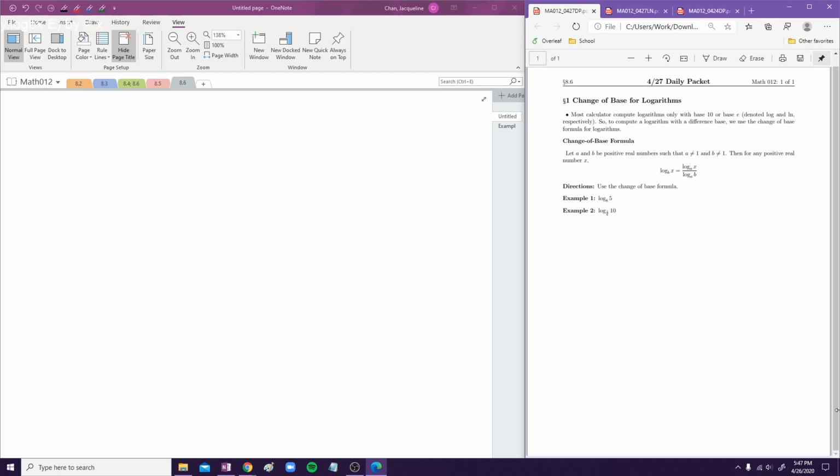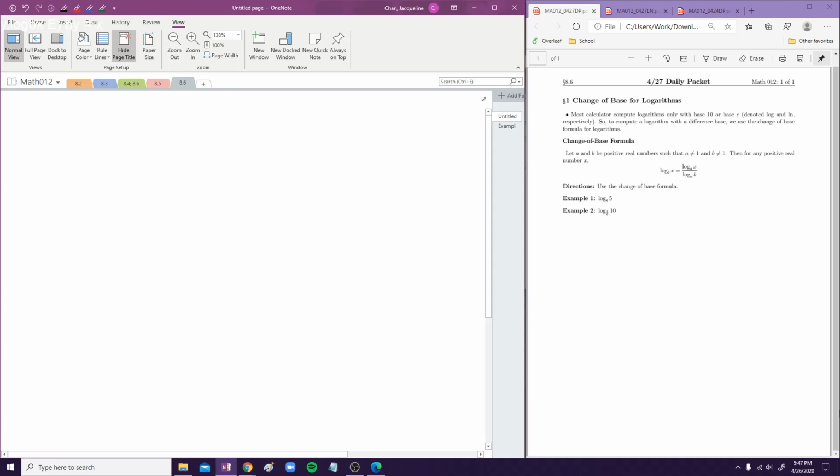So if we let a and b be positive real numbers such that a cannot equal 1 and b cannot equal 1, then for any real positive number x, log base b of x is equal to log base a of x over log base a of b. So I'm going to show you why we get this formula, but before we do that, I want to talk about why b cannot equal 1.